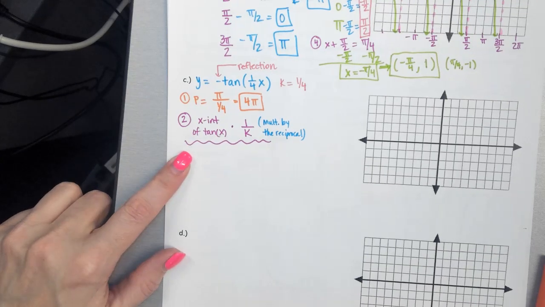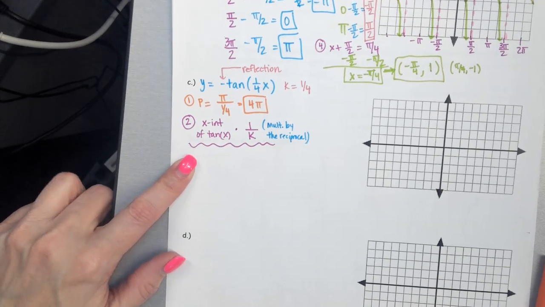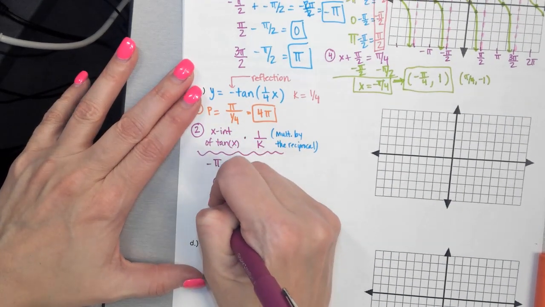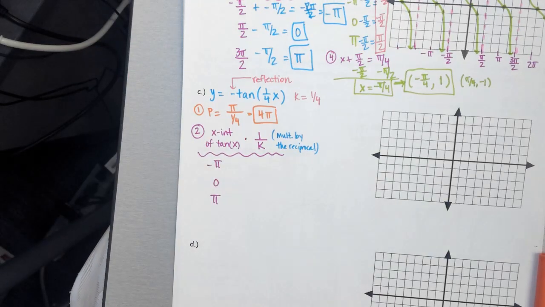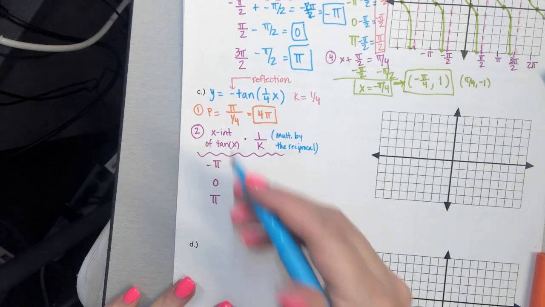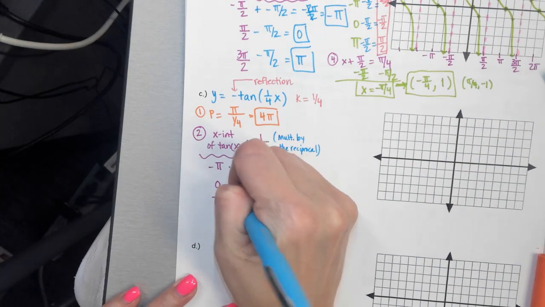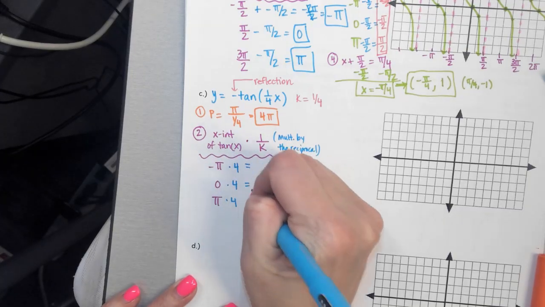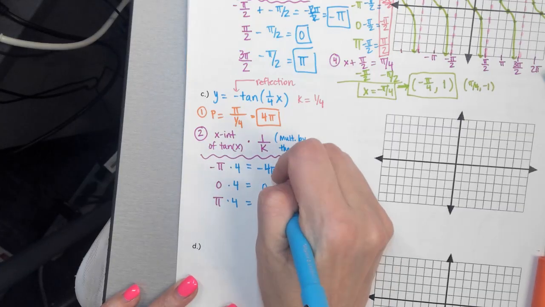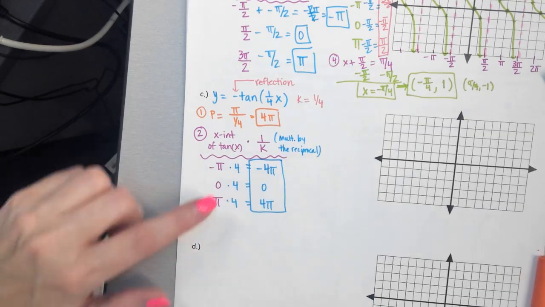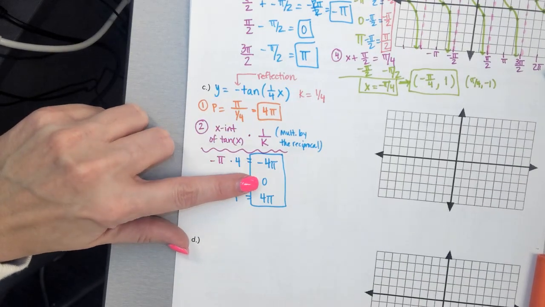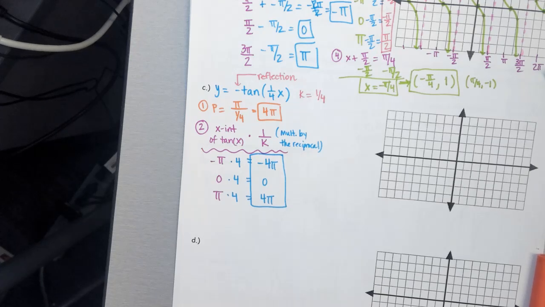So let's look and see what our x-intercepts are of tangent. When we look back, we're going to see they're negative pi, 0, and pi. So if I multiply those by the reciprocal, I'm going to multiply each one by 4. That's going to give me my new x-intercepts. And you'll see that these fit the new period. Remember, now our period's 4 pi. Okay, so you'll have 4 pi in between those x-intercepts.